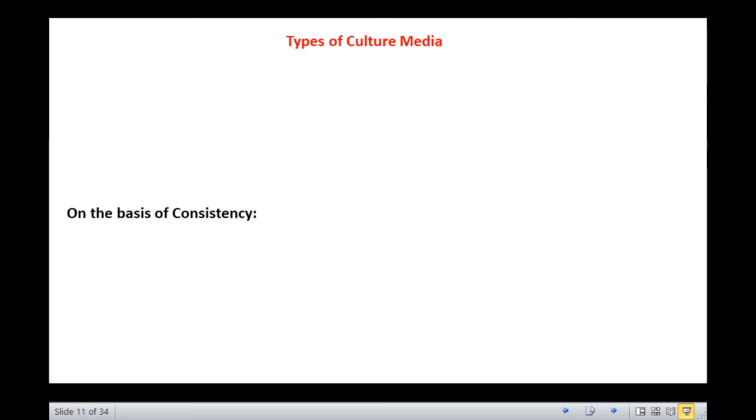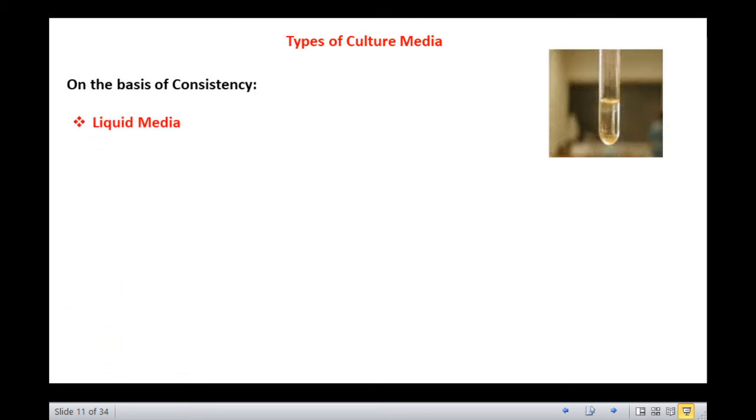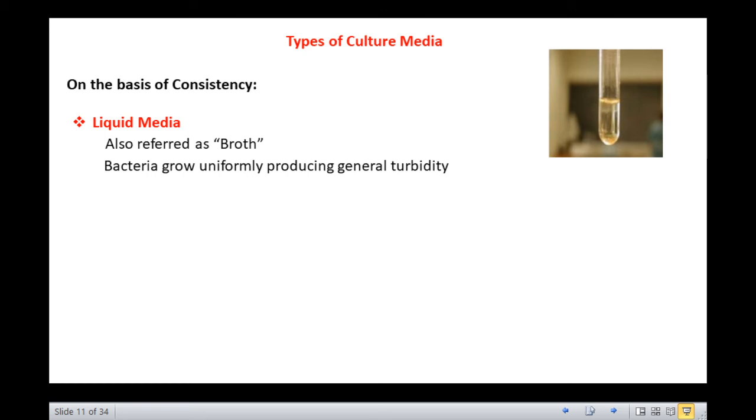On the basis of consistency, culture media are classified into three categories. The first is liquid media. This is also referred to as broth and does not contain the solidifying agent agar. In this media, bacteria grow producing a general turbidity and it is not possible to identify the type of bacteria. Liquid media is routinely used for inoculum preparation, dilution techniques and continuous culture techniques.